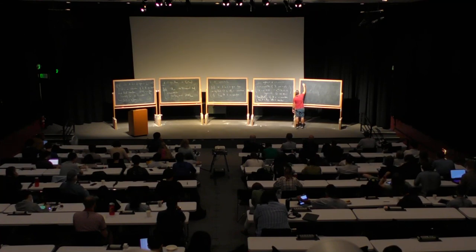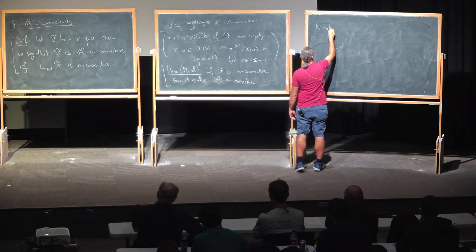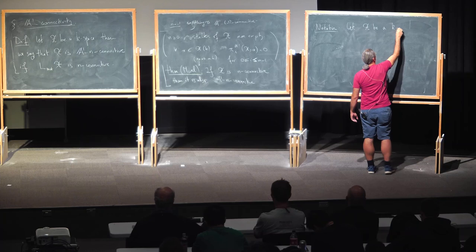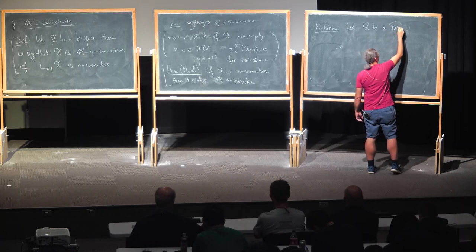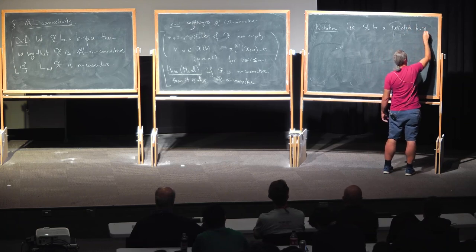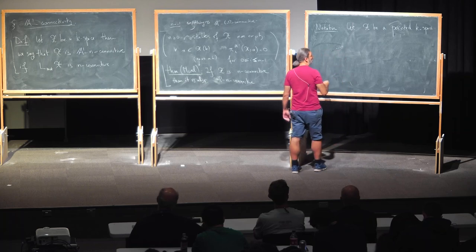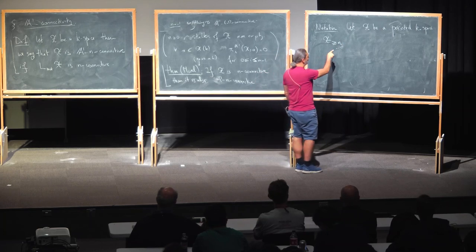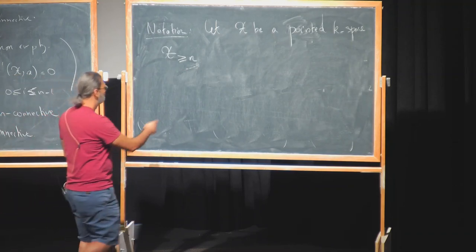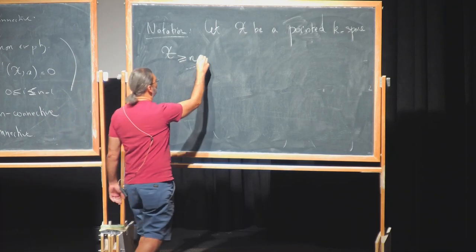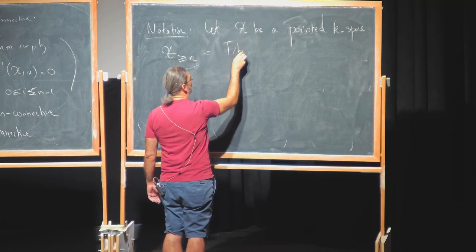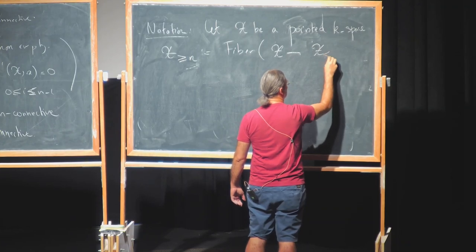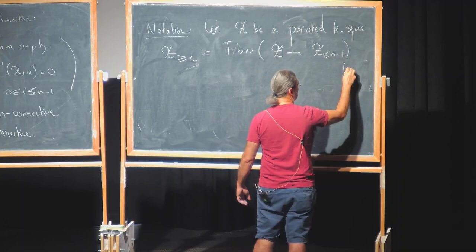So let me first make a notation. Let X be a K-space, a pointed one. X lower n is the n-truncation that I discussed before. Now I want to define what is called the n-connective cover of X. This is defined to be the fiber of the map from X to the truncation n minus 1. And that makes sense for n bigger than minus 1.